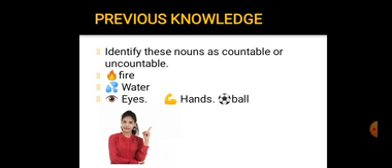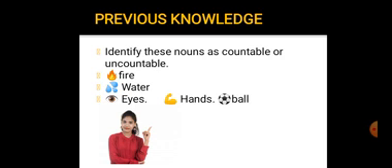Now, what was our previous knowledge? Last week we learned countable and uncountable nouns, and like the word itself says, countable nouns can be counted, uncountable nouns cannot be counted and have no plural forms. Okay, so that means today we will not even be talking about uncountable nouns at all because they don't have plural forms. Now, can you identify these nouns on your screen?